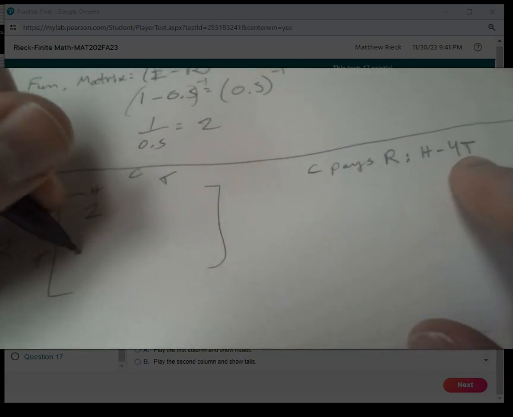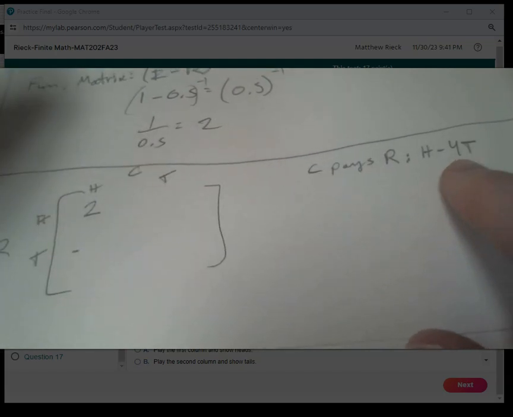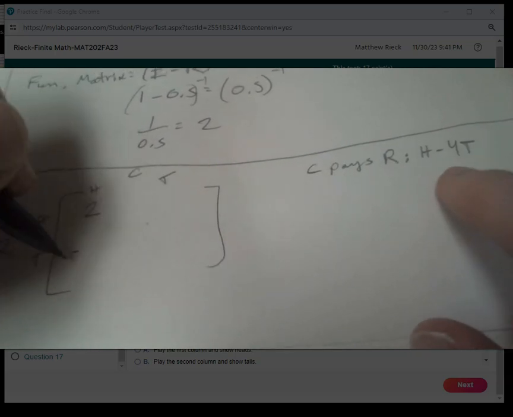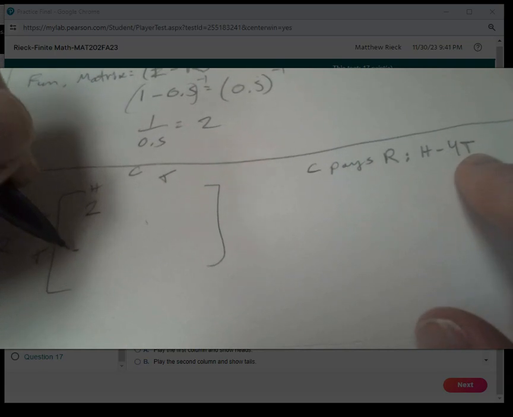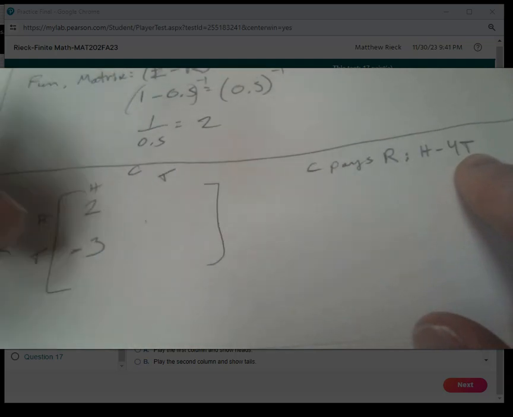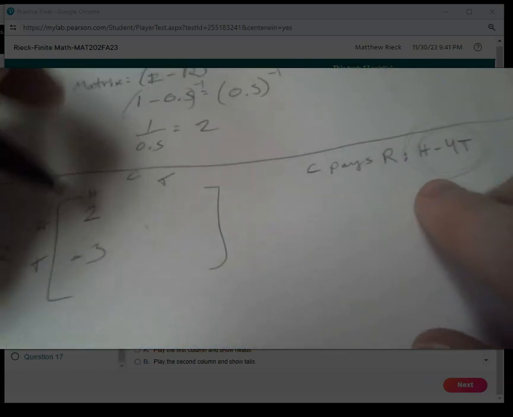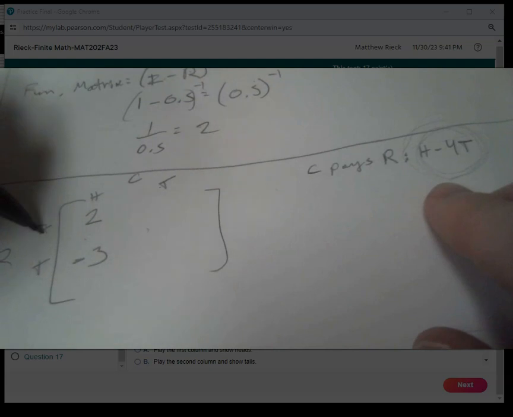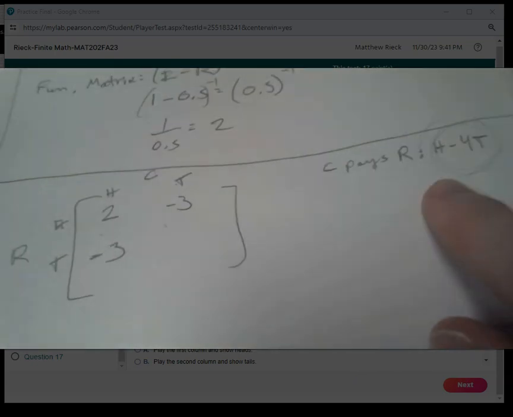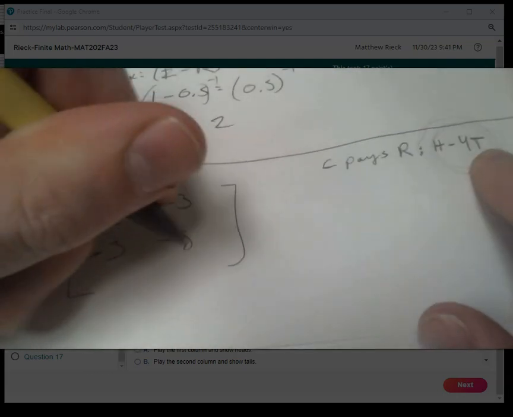So C pays R the number of heads, that's 0, minus 4, negative 3. So R is going to lose 3. So this represents the payoff to R. If C shows tails and R shows heads, we have one head and one tail again, so you have negative 3 once again there. And if they both show tails, then we have 0 minus 4 times 2, so you have minus 8.